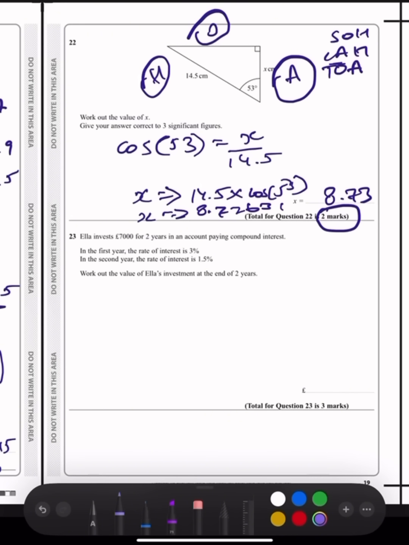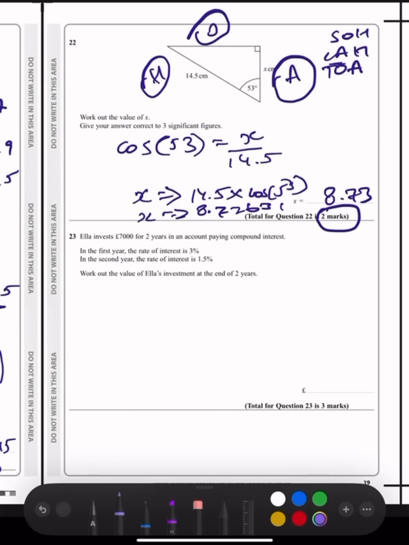Now the next question is: Ella invests 7,000 for 2 years in an account paying compound interest. In the first year, the rate of interest is 3%. In the second year, the rate of interest is 1.5%. Work out the value of Ella's investment at the end of 2 years. So for this one, what do we really do? There isn't a lot of steps to it.